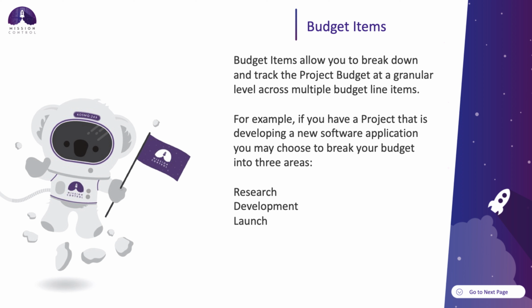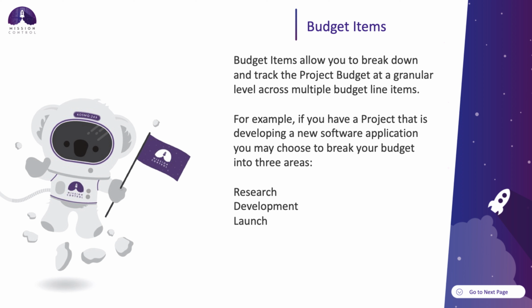What are budget items and how are they different from the budget fields on the project detail? Budget items allow you to break down and track the project budget at a granular level across multiple budget line items. For example, if you have a project that is developing a new software application, you may choose to break your budget into three areas: research, development, and launch.